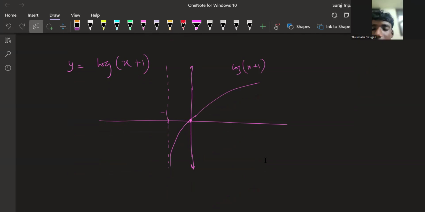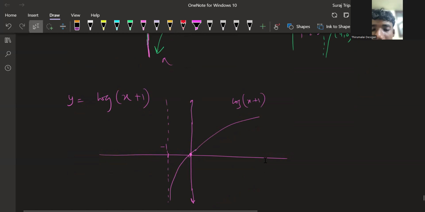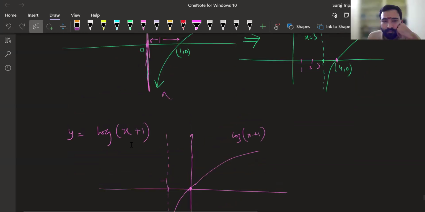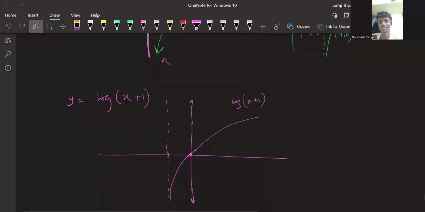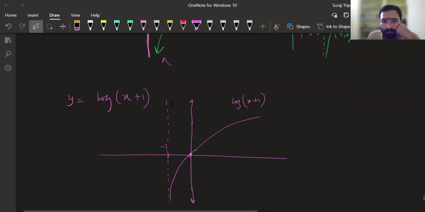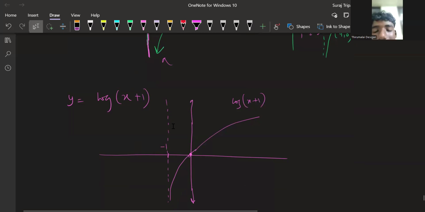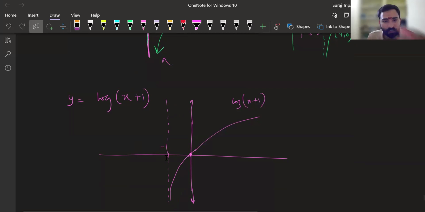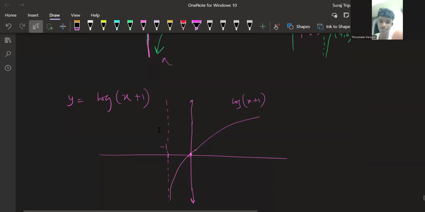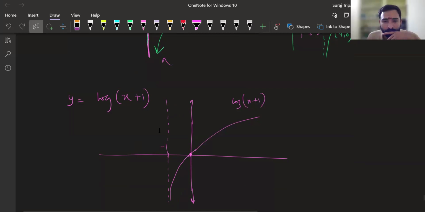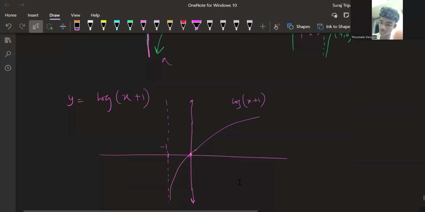Sir, x should be less than -1, no, sir? For which graph? Okay, sir, I got it. X plus 1 should be greater than 0. Yes, it should be greater than -1. Yes, here it is greater than -1. The argument cannot be negative for any type of log. Okay, sir. Got it?